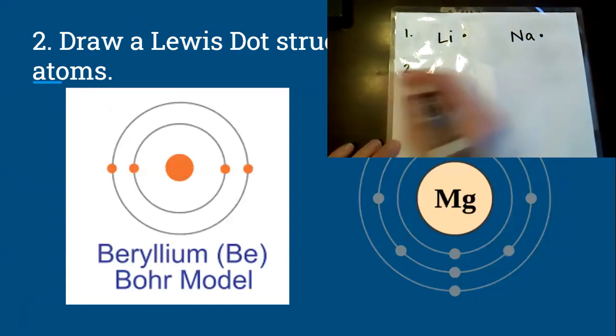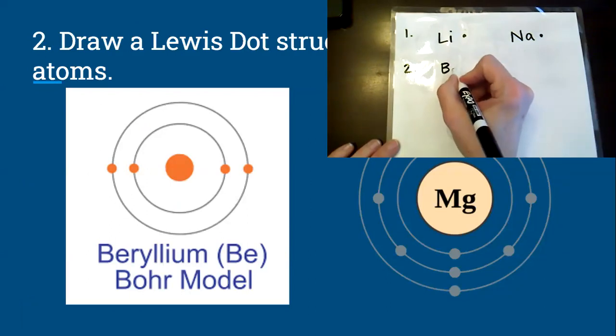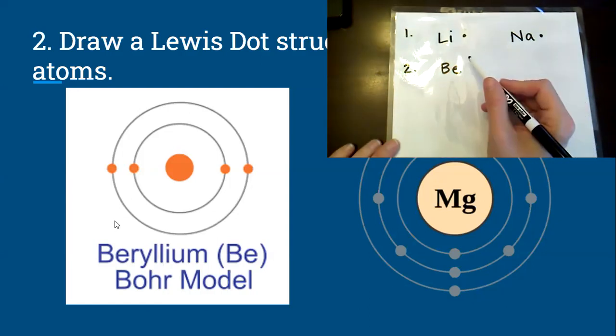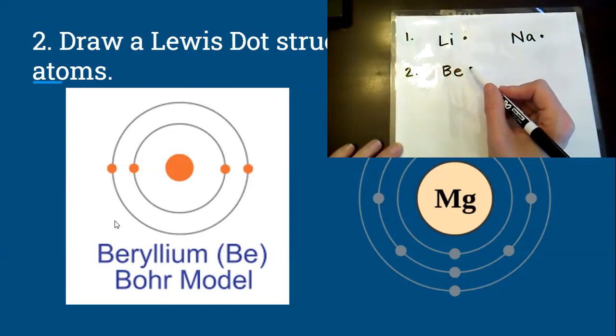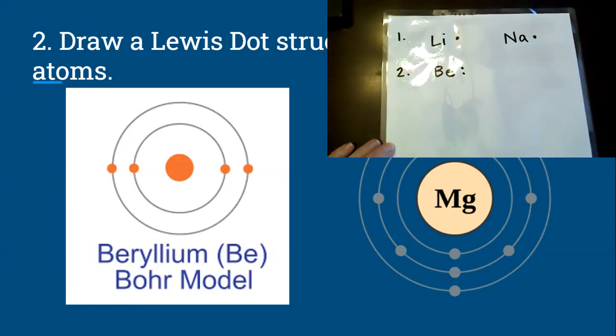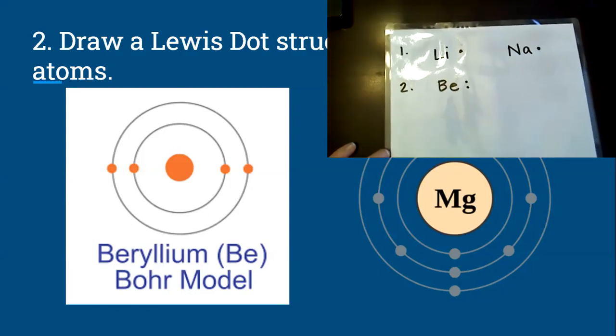For number 2, we have beryllium. The symbol for beryllium is Be. Count the number of valence electrons. You should see 2. We can draw the 2 electrons together, very common. Or you could draw 1 on each side, or you could draw 1 on the top and 1 on the bottom if you prefer.